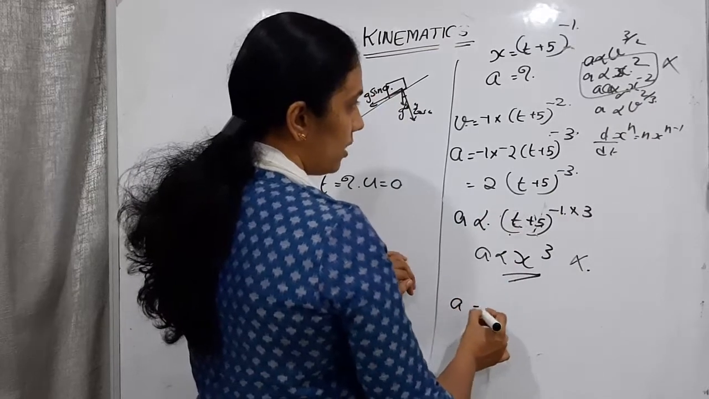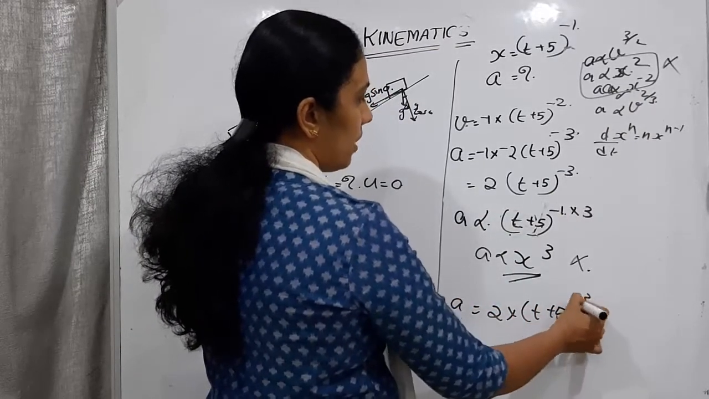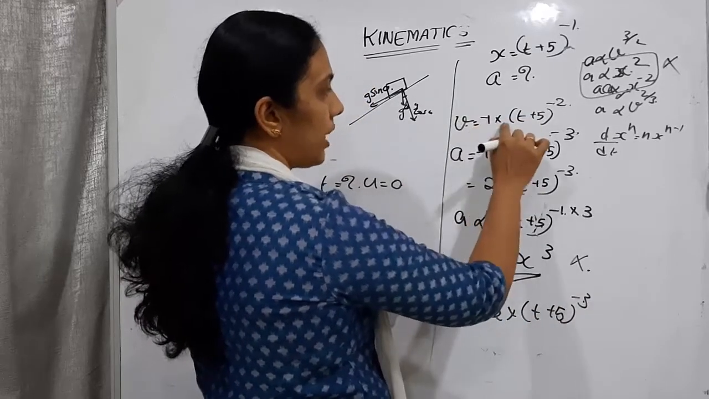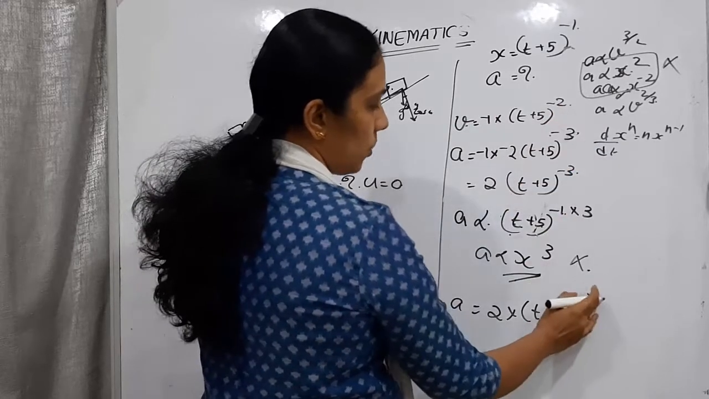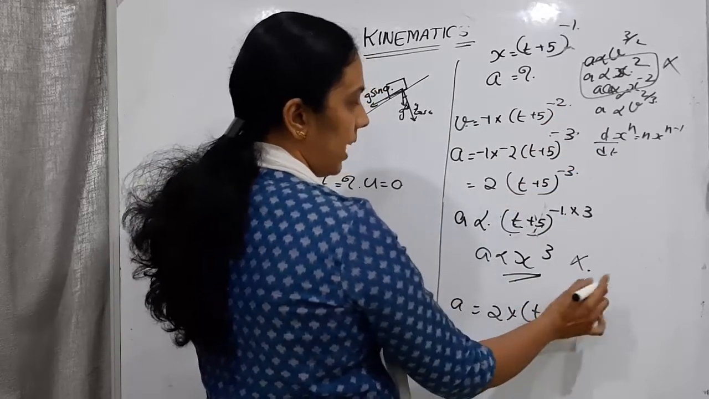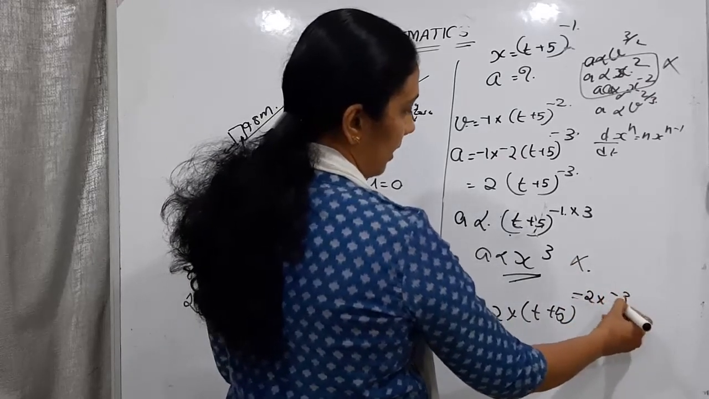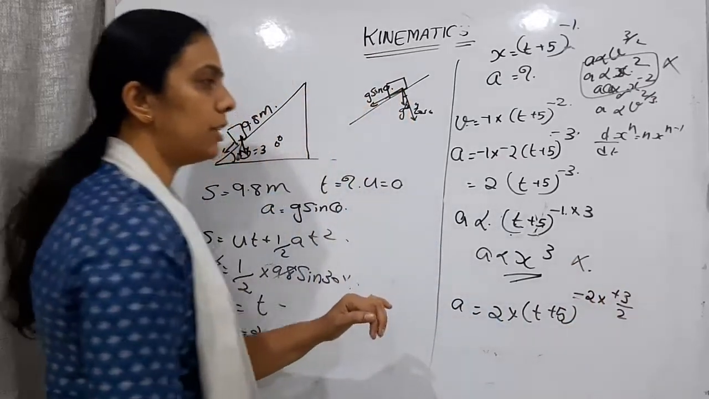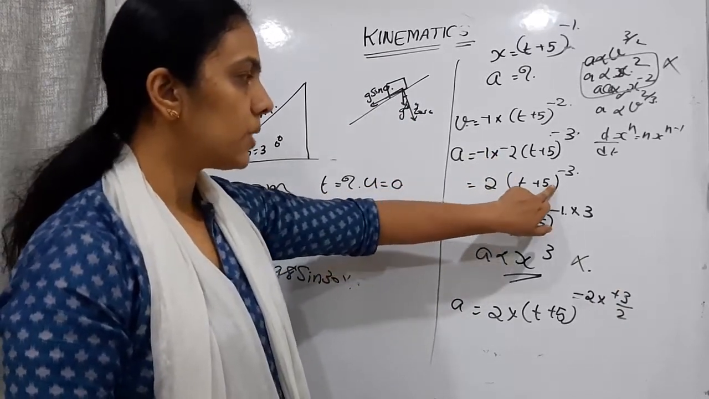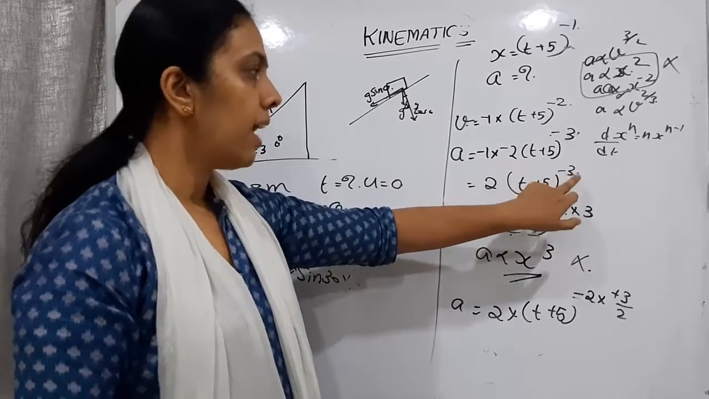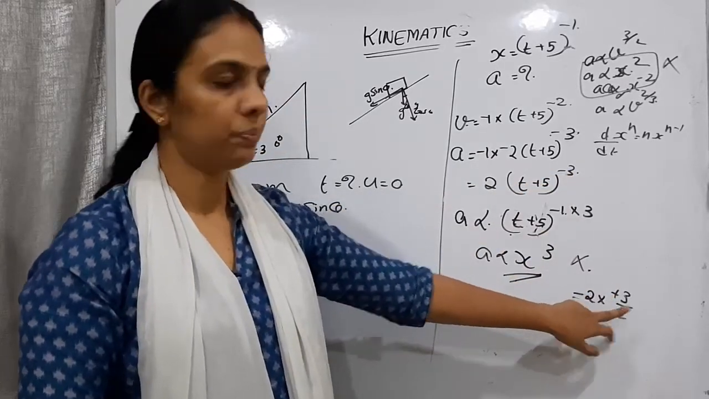A equals 2 into (t plus 5) the whole power minus 3. Okay, so here minus 1 into (t plus 5) the whole power minus 2, right? So here I can write it as minus 3. I am writing it as minus 2 into minus 3 divided by plus 3 divided by 2. Like that I can write down 2 into (t plus 5) the whole power minus 3. I am writing it as minus 2 into 3 by 2.